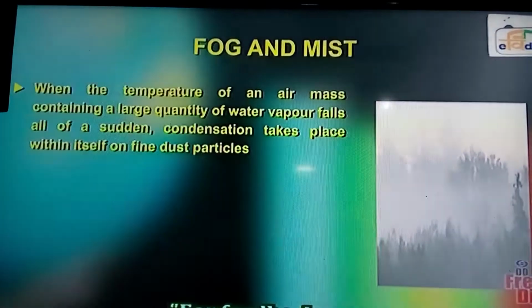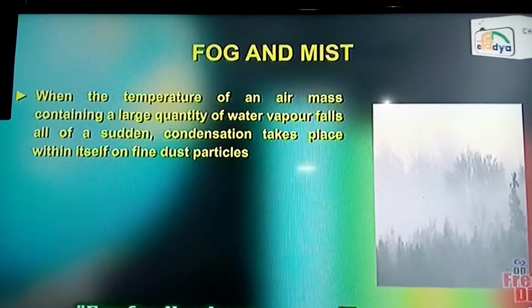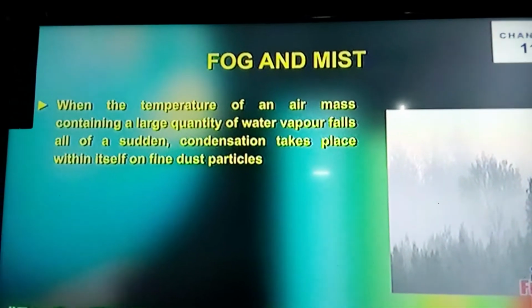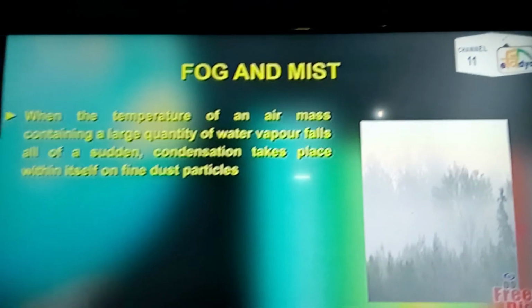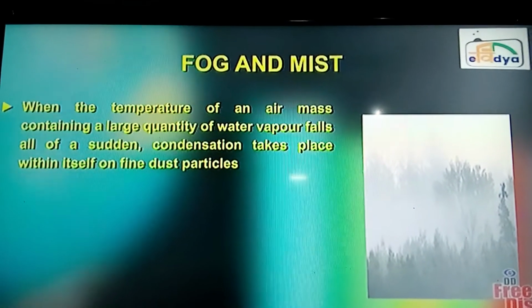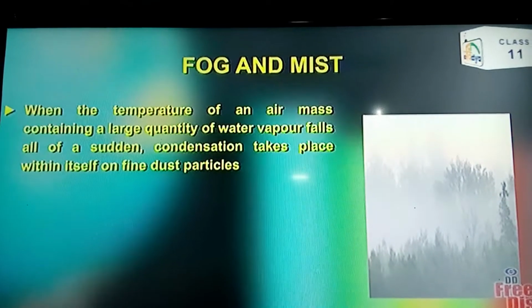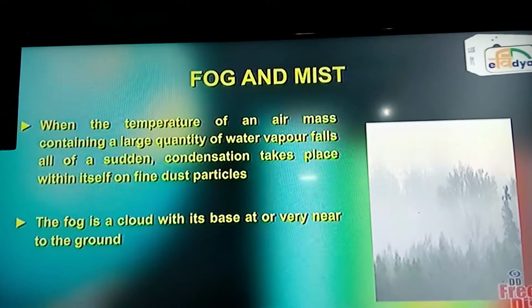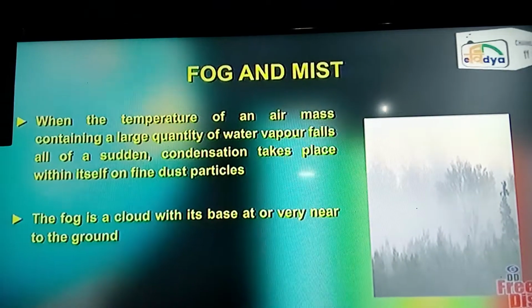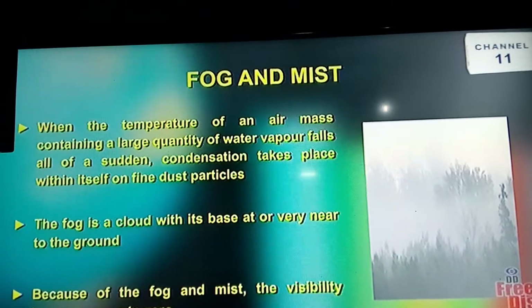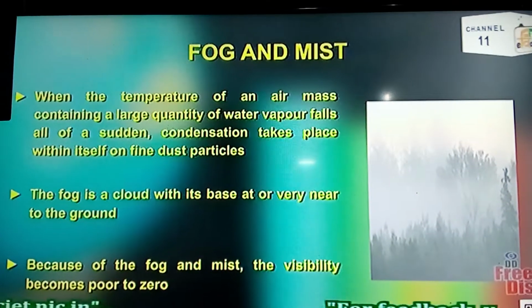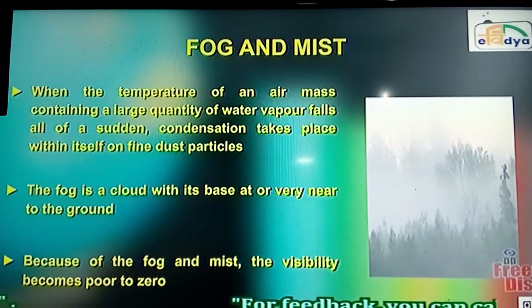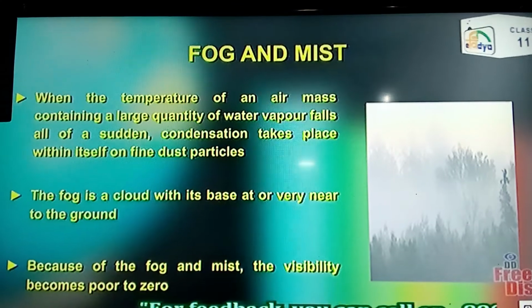Sometimes you feel fog and mist are the same? No. When the temperature of an air mass containing a large quantity of water vapor falls all of a sudden, condensation takes place within itself on the fine dust particles. This fog is a cloud with its base at or very near to the ground. This fog reduces visibility, isn't it? So the visibility becomes poor to zero.